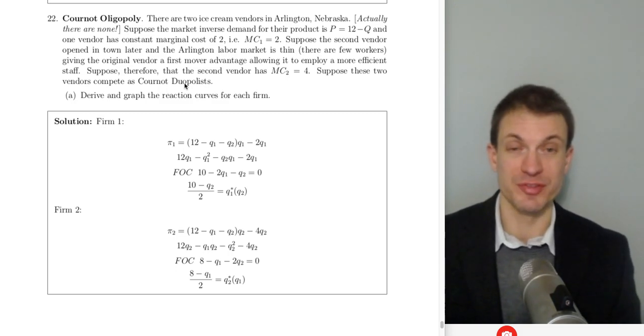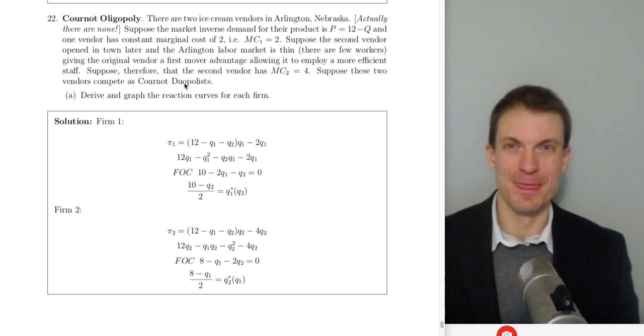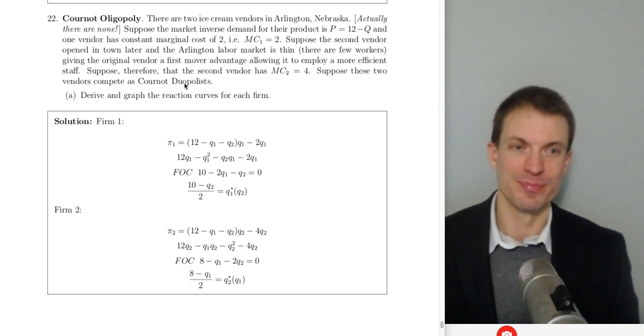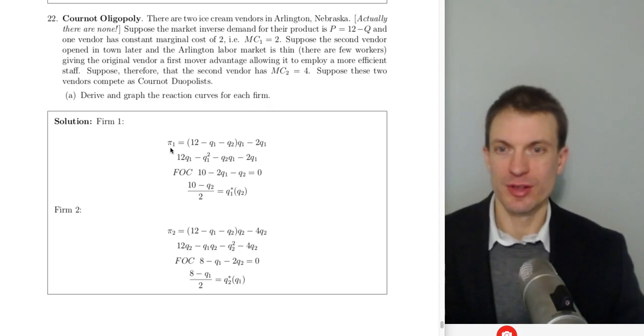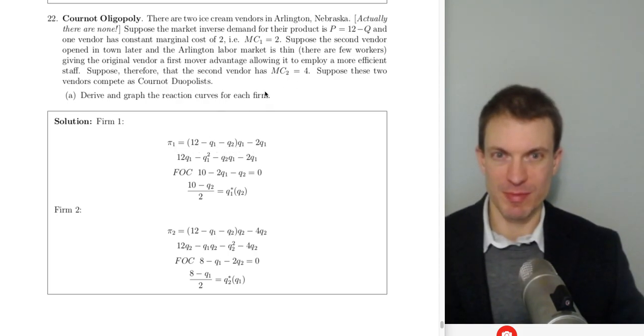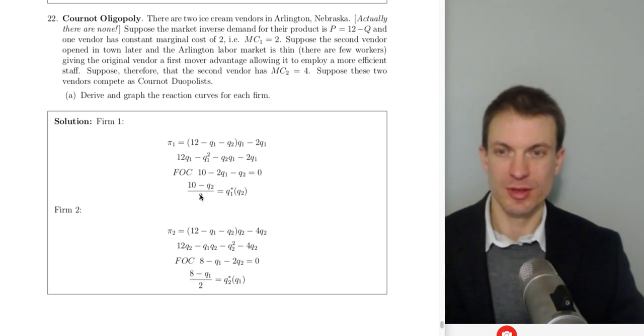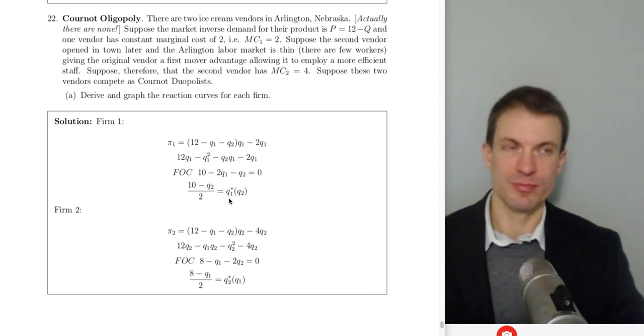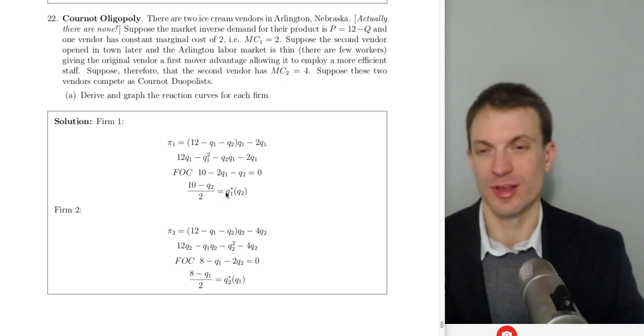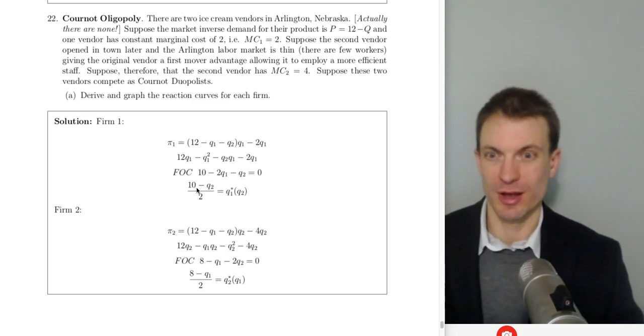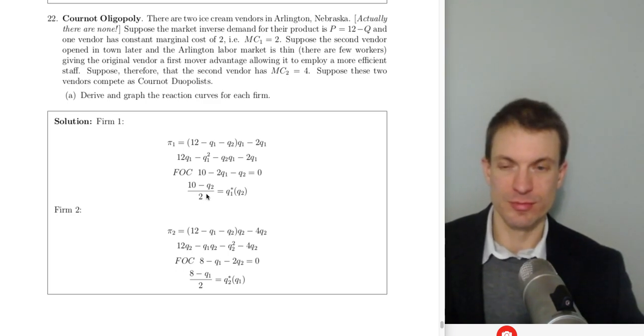This is just a long way of saying that you've got to compute the reaction curve separately for each firm because they have different marginal costs. All right, so here's the first one. From firm 1's perspective, here's the inverse demand times their quantity minus their cost. Distributing and then taking our derivative, I'll have 10 minus 2Q1 minus Q2. Solving for firm 1's quantity in response to firm 2's quantity, it's going to be 10 minus Q2 divided by 2.